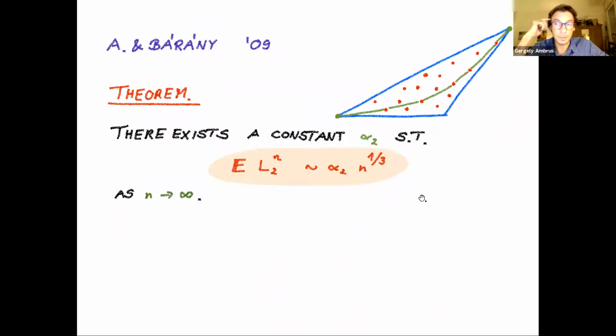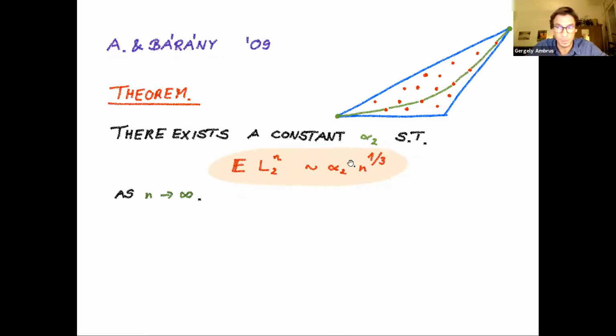Remember that the maximum number of points which form an increasing chain was 2 times square root of n. And we managed to prove that there exists some positive constant so that the expected maximal number of points which form a convex chain is a constant times n to the 1/3. So there's a nice similarity with the increasing sequences, but for increasing sequences we had constant times n to the 1/2, and here we have constant times n to the 1/3. Now the value of the constant is not known.